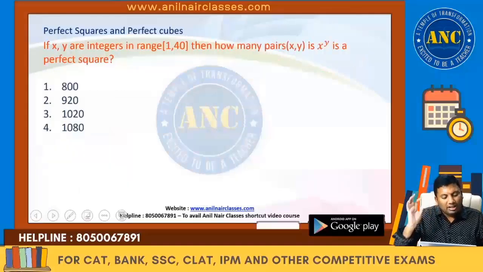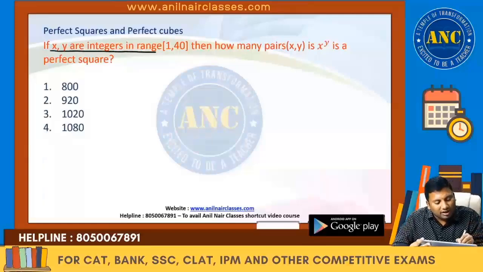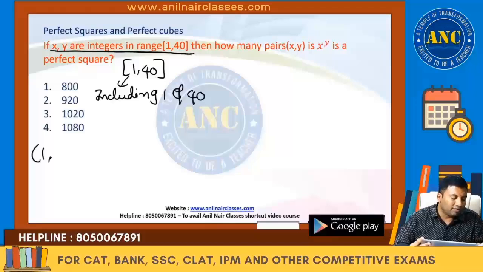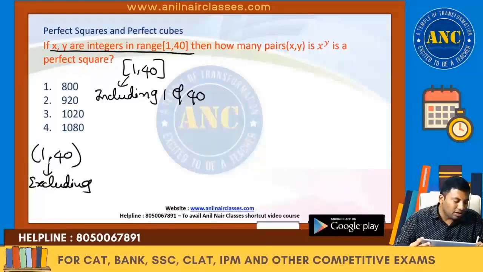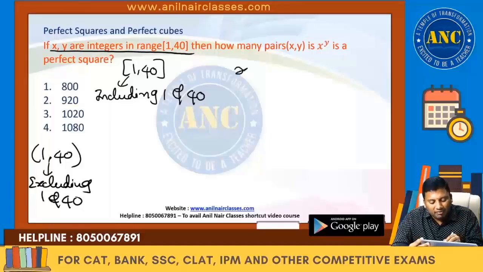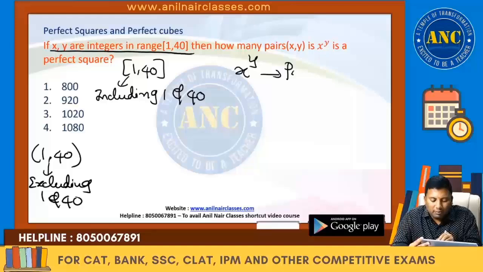If x and y are integers in the range [1, 40], if there is a rectangular number box, that means it is including 1 and 40. If the box is open bracket, closed bracket like this, that means excluding 1 and 40. Including 1 and 40, how many pairs of x comma y? x to the power y should be a perfect square.